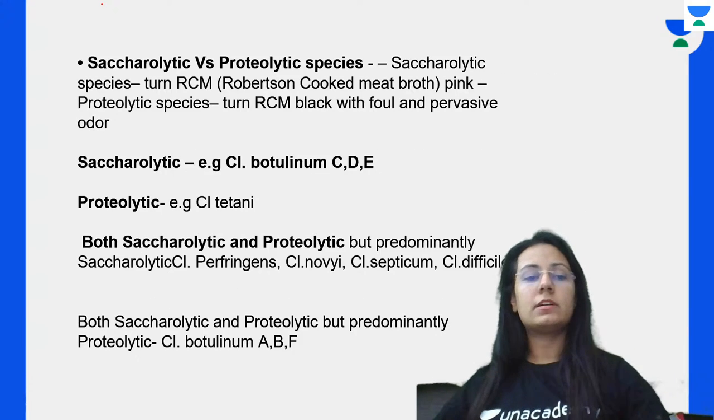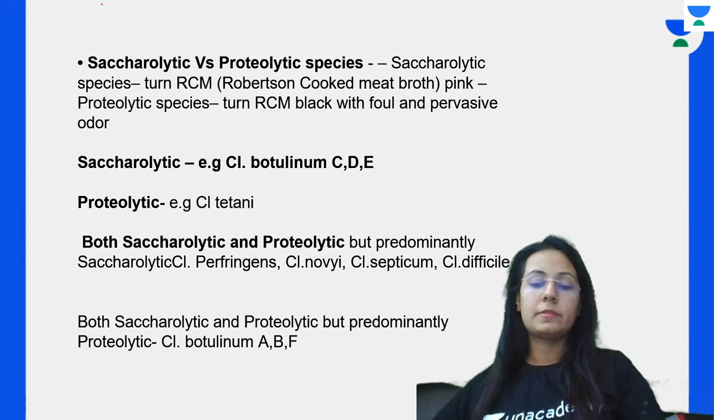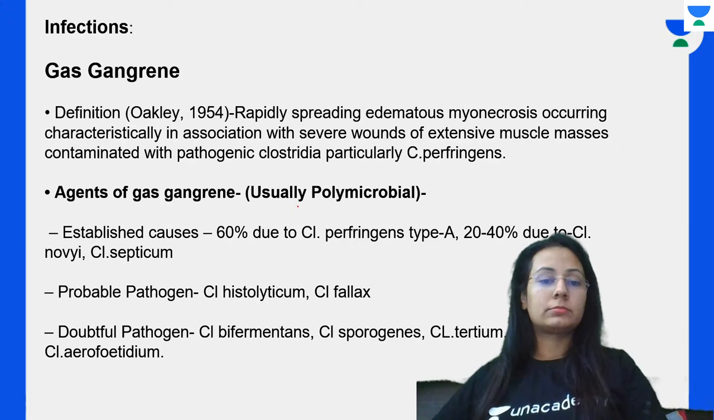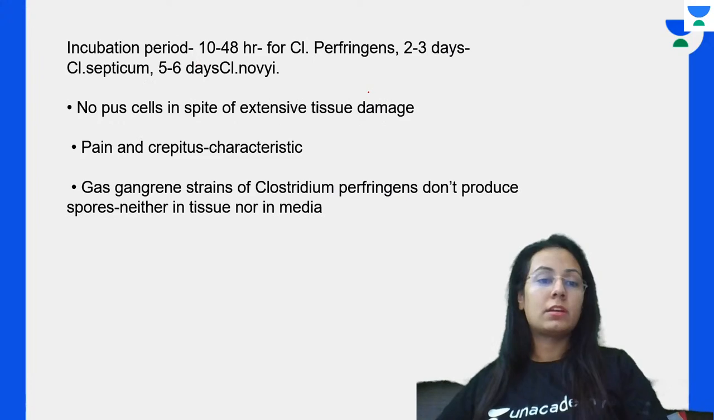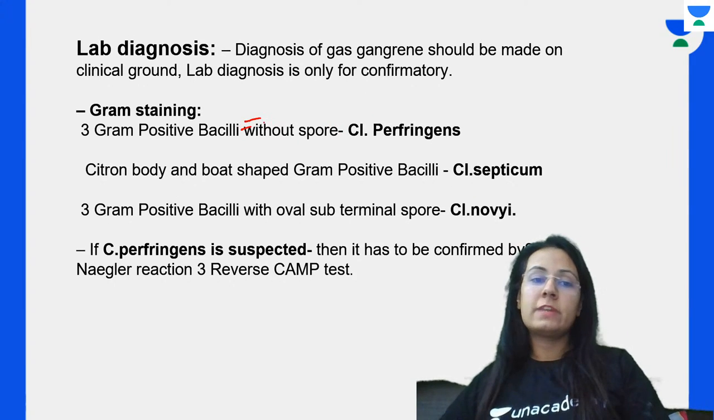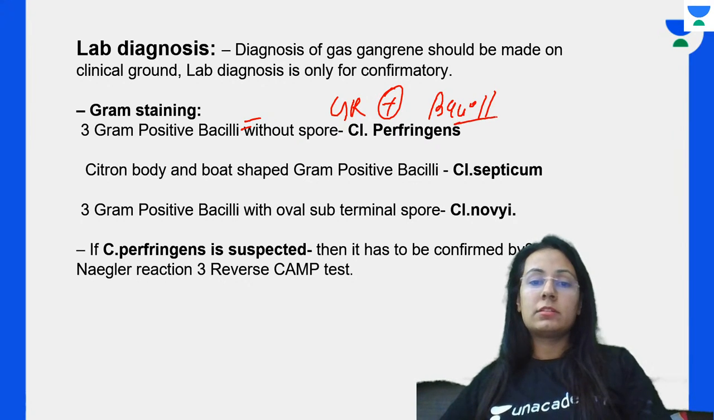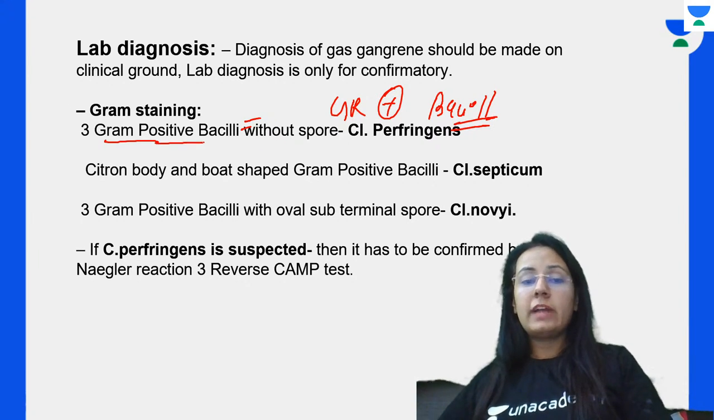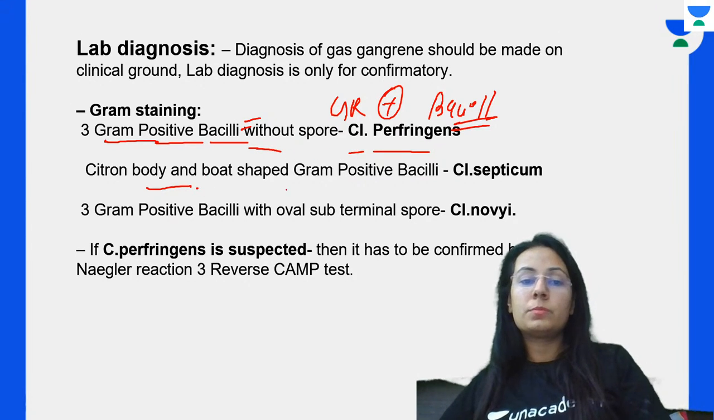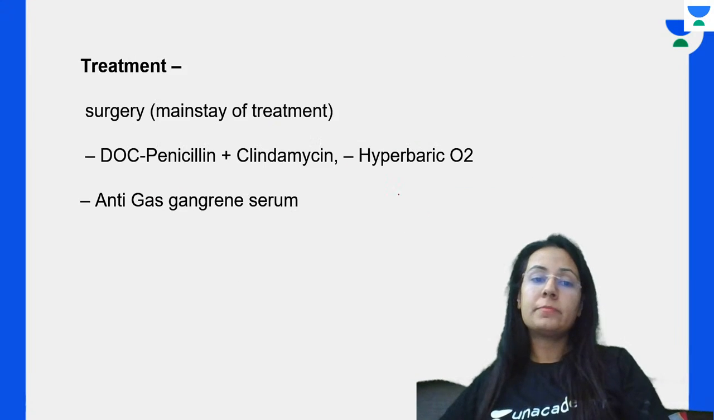Alright, we have covered the important points about Clostridium. Now, toxins we have already seen, gas gangrene we have seen, the agents we have seen. Lab diagnosis we have seen, that they are what? Gram-positive bacilli. So gram-positive bacilli, without spores, and the citron bodies or the bot shape is Clostridium septicum.